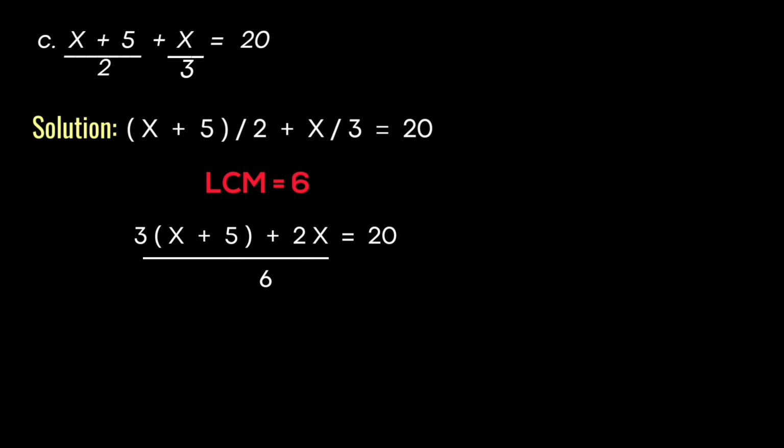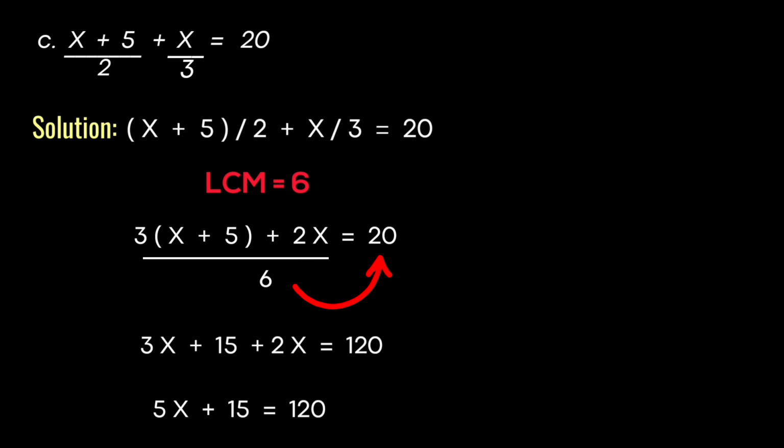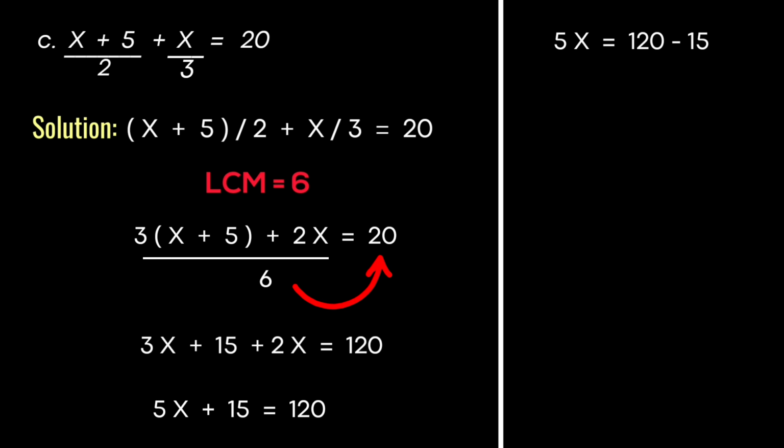Now transfer 6, which is in the denominator of LHS, to the numerator of RHS and solve the equation. We get the equation 5x plus 15 equals 120. On transferring 15 from LHS to RHS, we get 5x equals 120 minus 15. That is 5x equals 105. And finally we get the answer x equals 105 by 5, that is 21.